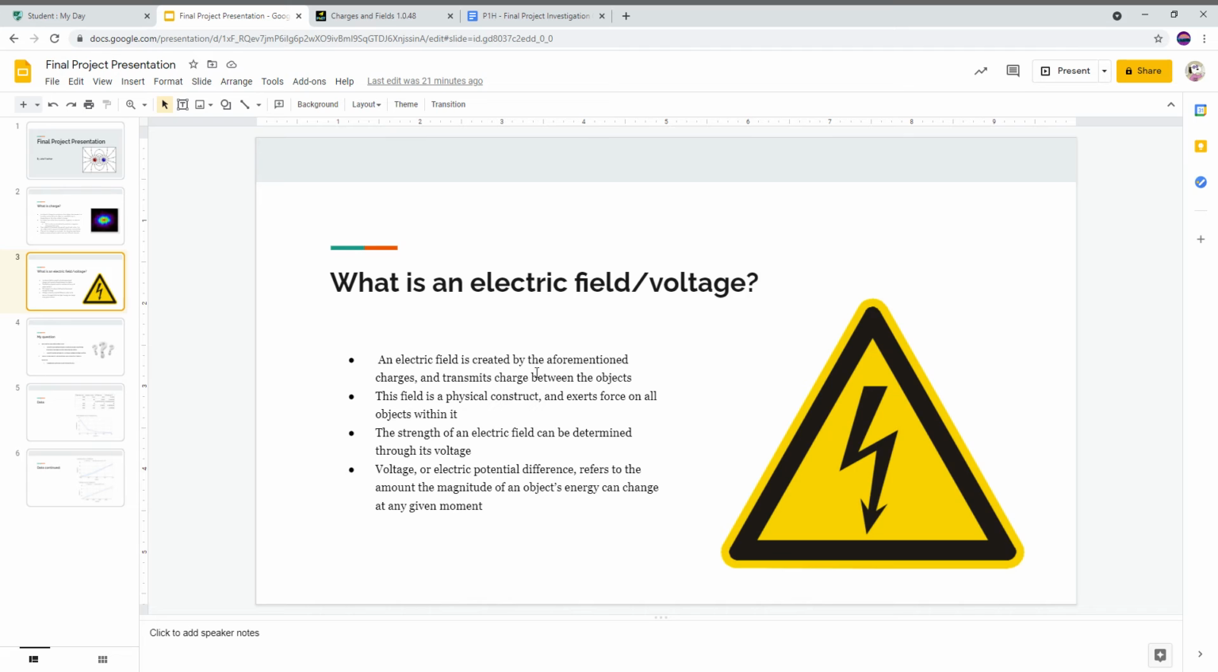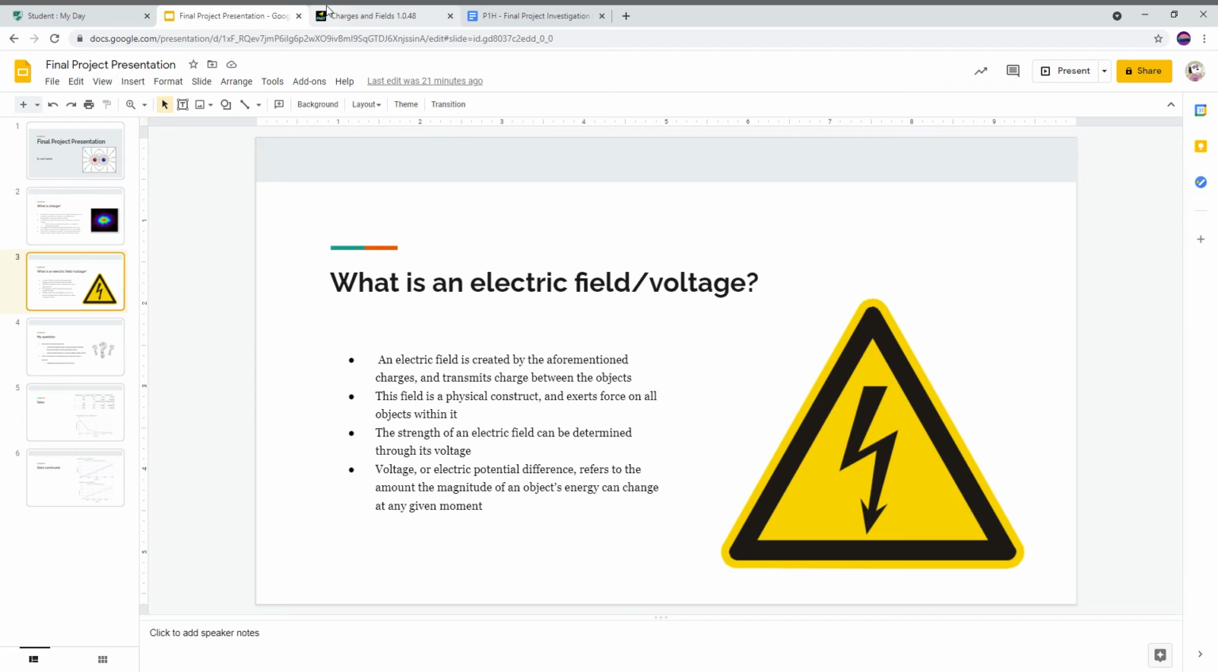Voltage you can also call electric potential difference. It refers to the amount the magnitude of an object's energy can change at any given moment, so kind of how volatile a field is. That's why when people say danger, high voltage, it's dangerous: it can rapidly change in strength and thus electrocute you.